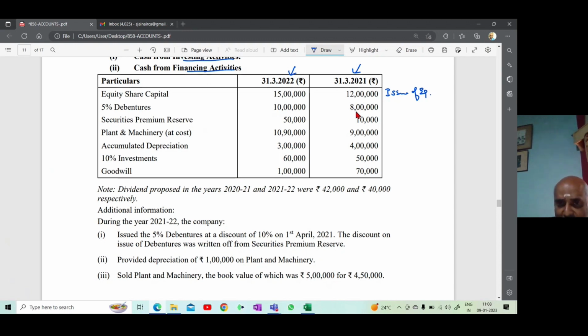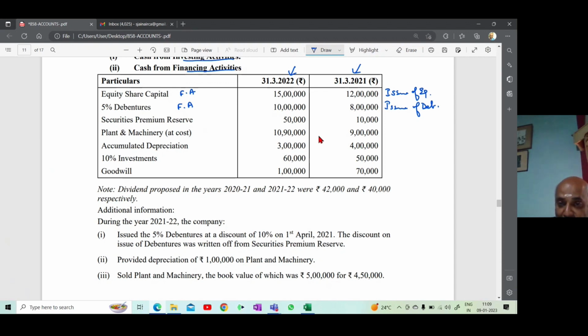Last year debenture was 8 lakhs. This year debentures 10 lakhs. That means again you have issued debentures. Remember, this issue of share capital is a financing activity. Issue of debentures is a financing activity. Okay, now securities premium reserve is last year 10,000 and now it is 50,000. When you see the difference, it is 40,000. So 40,000 is the premium received, but you have to read the adjustments and see what it is. Okay, so we will wait for a minute.